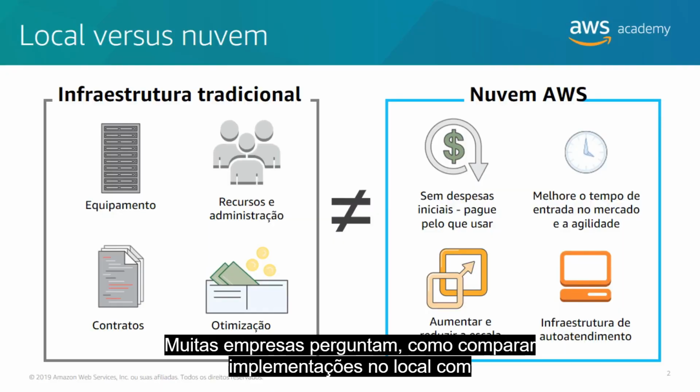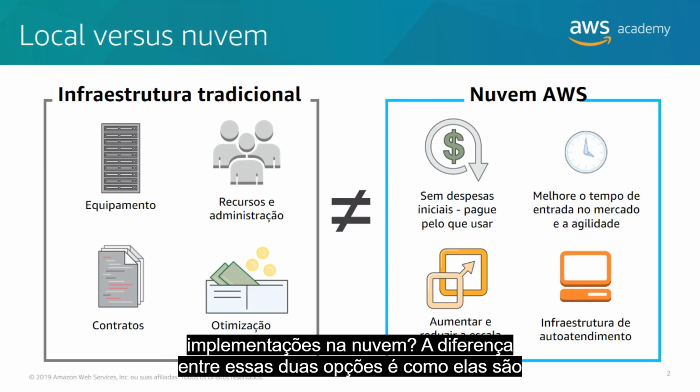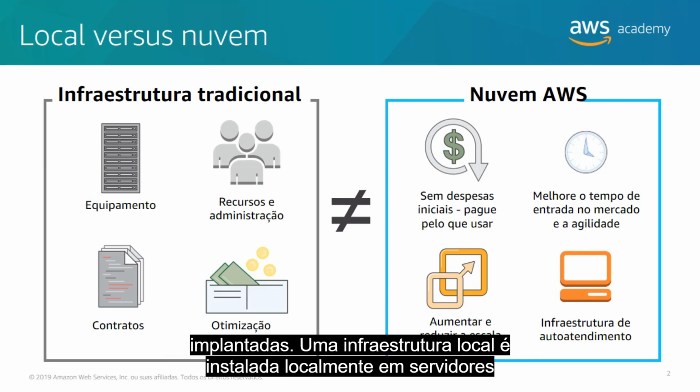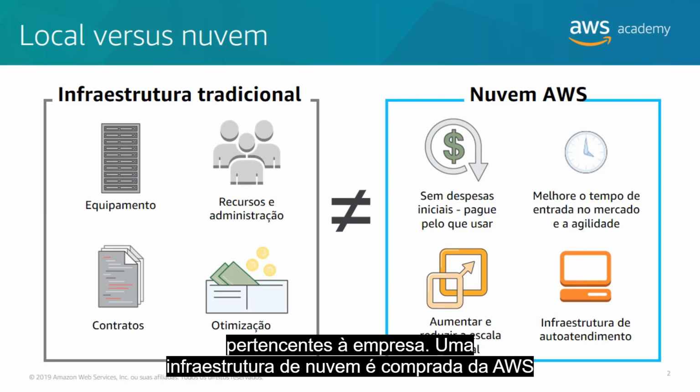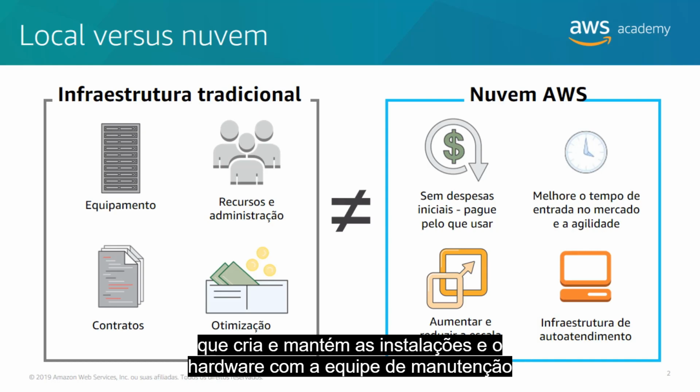Many businesses ask, how do you compare on-premises versus cloud implementations? The difference between these two options is how they are deployed. An on-premises infrastructure is installed locally on company-owned servers. A cloud infrastructure is purchased from AWS, who builds and maintains the facilities and hardware with maintenance staff.